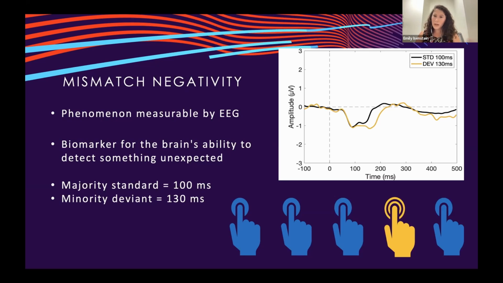In this case, we're using duration as the qualifier. The majority of the vibrations people feel are 100 milliseconds long, and every now and then they get one that's 130 milliseconds long. And in the graph on the right there, you can see right around 150 to 200 milliseconds, there's a divergence between the two lines. And that is what we call the mismatch negativity. So it's the brain's detection of something unexpected.